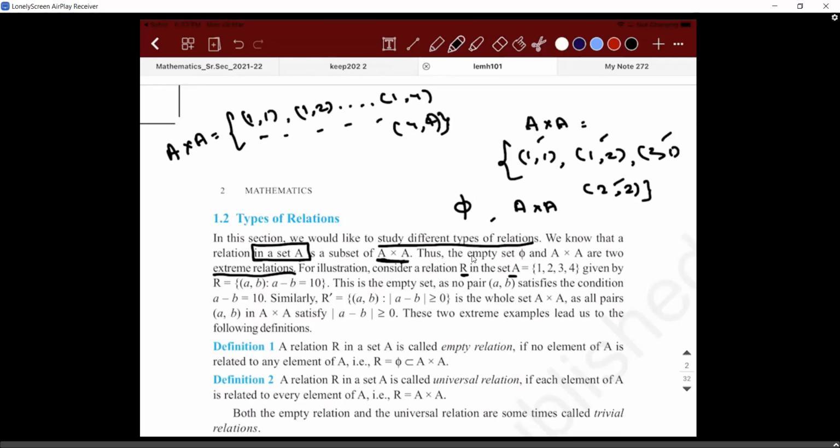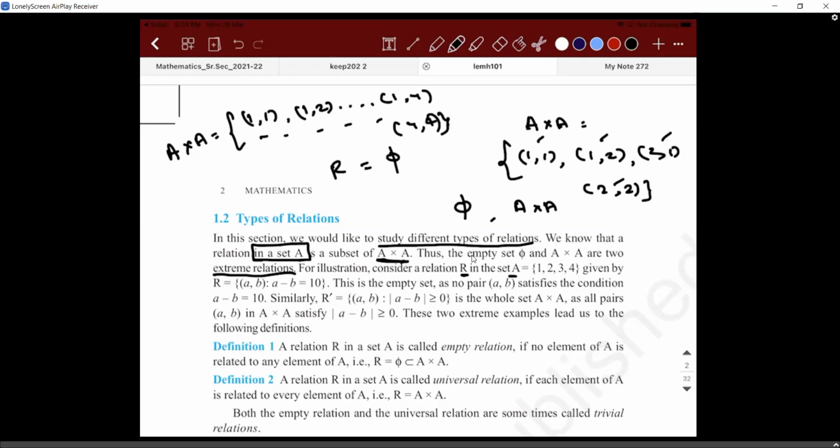In these ordered pairs, you take any ordered pair. Tell me one such ordered pair where you take the second number and subtract it from the first number, which will give you a 10. No number, because the maximum number possible itself is 4. So if I have to frame a relation, it is going to be a null set. This is called the empty set because no ordered pair satisfies the condition a minus b.